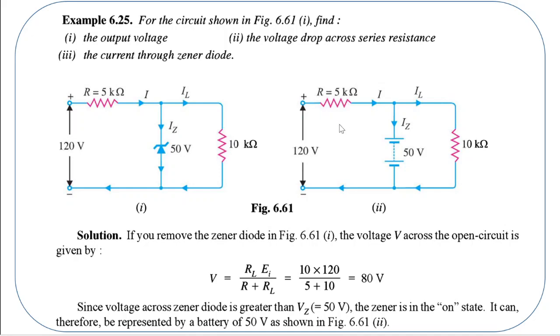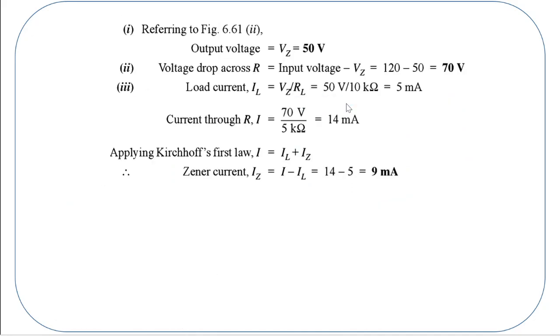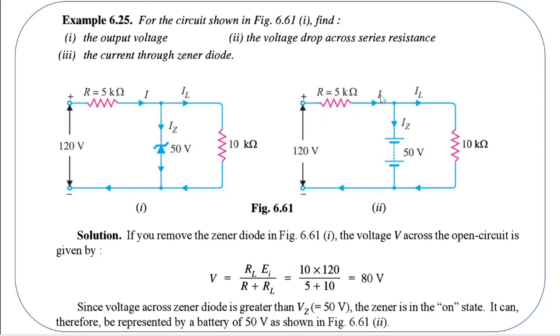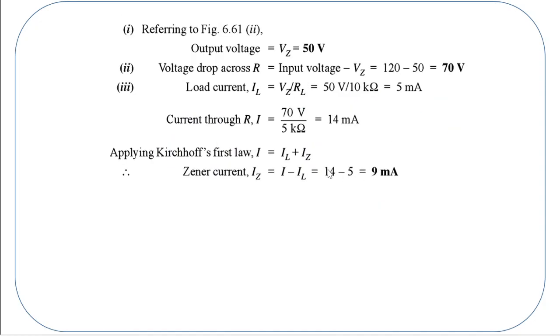And what is the current through the series resistance? We know that 70 volt is dropped across this resistor. So the corresponding current is 70 volt divided by 5 kilo ohm, which is 14 milliampere. And we know that the total current I is nothing but load current IL plus Zener current IZ. So from this I can write IZ equal to I minus IL, which is 14 milliampere minus 5 milliampere, which is 9 milliampere. So that's about the theory and working of diodes.